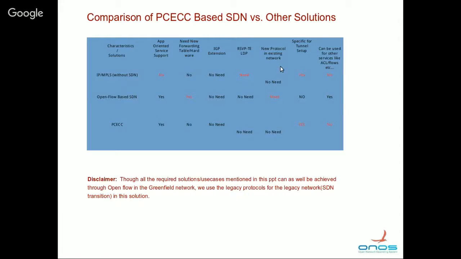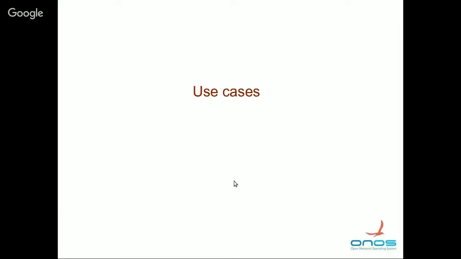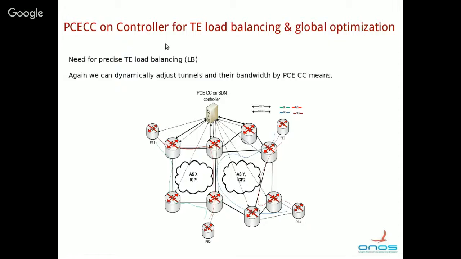And a new protocol in the network is not required for PCECC, but for OpenFlow, the legacy system needs to upgrade. And yeah, the other problems are specific to tunnel setup. Yes, PCECC is very specific to this, but OpenFlow has much more capability beyond this. I'm not denying that part. This is what I mentioned over here. We have other capabilities of OpenFlow, like ACL rules we can push, and we can push any of the flow rules into the system.